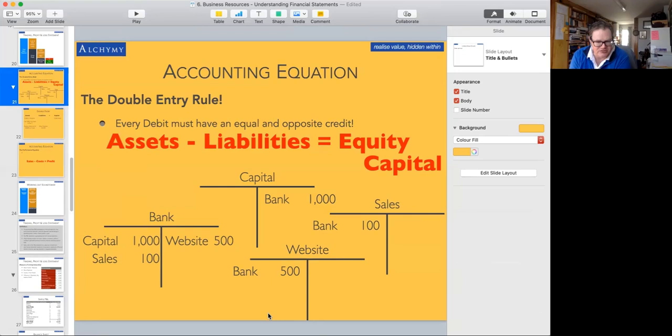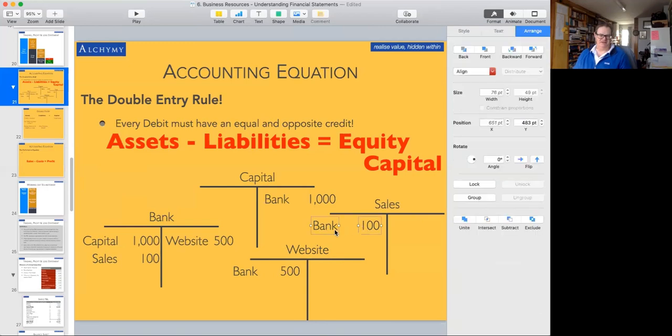Sorry, I beg your pardon. This is on the right side. This here is on the wrong side. That credit has to equal this debit. Okay, this debit equals this credit equals this debit.